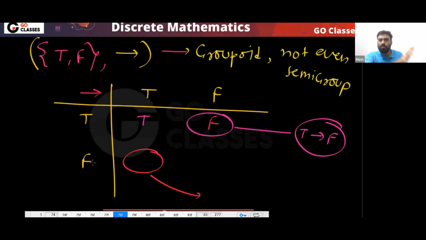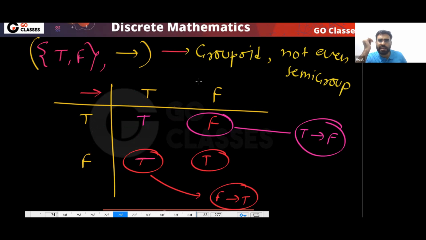Always read from left to right. So this entry does not mean true implies false. This entry means false implies true. That means this is true. And this entry will be false implies false. This is true. So this is your Cayley table for this structure.